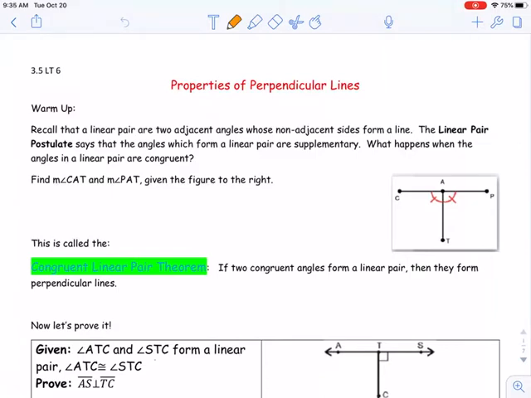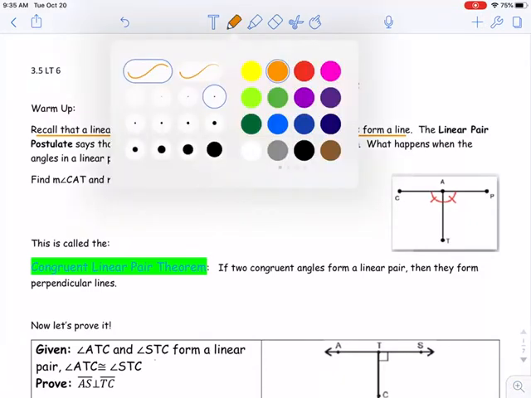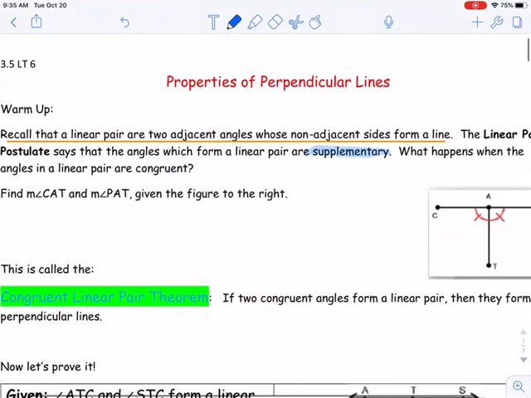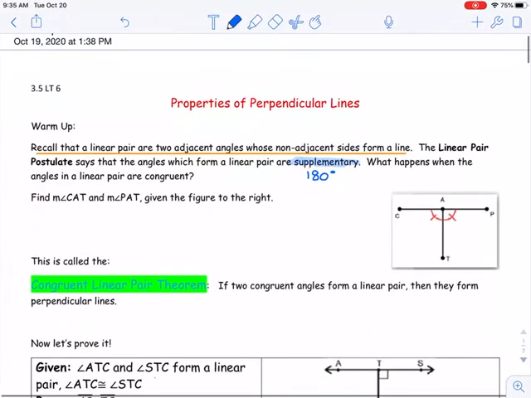All right, recall that a linear pair is two adjacent angles whose non-adjacent sides form a line. The linear pair postulate says that angles which form a linear pair are supplementary. And remember, I hate the linear pair postulate because I don't think it should say that the angles are supplementary. I think it should say that they add up to 180, because you're eliminating an extra step, but what do I know? I'm just a lowly geometry teacher. They don't ask me these types of things.